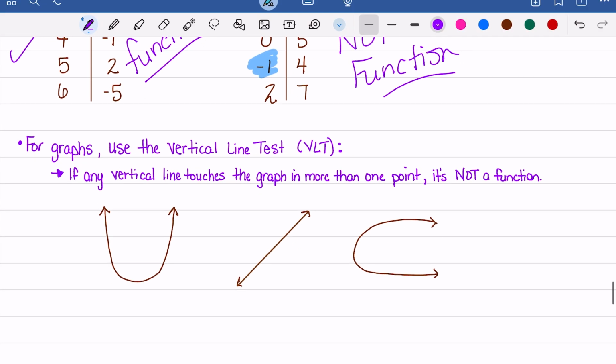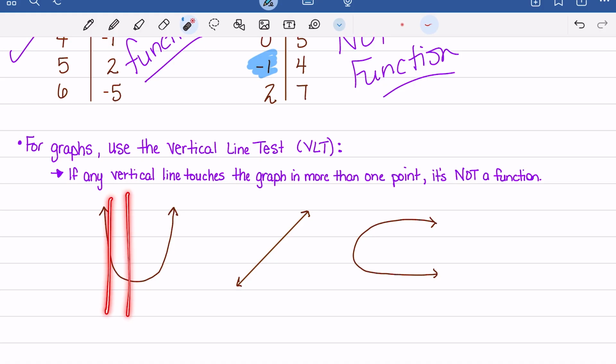Now, if you have a graph, you can use what's called the vertical line test. The vertical line test allows us to draw vertical lines all over our graph. And if any vertical line touches the graph in more than one point, it's not a function. Because if it touches the graph in more than one point vertically, that tells us that the x value repeats. So if I look at my first one and I draw vertical lines, none of those vertical lines are going to touch that graph in more than one point. So that means that this is a function.